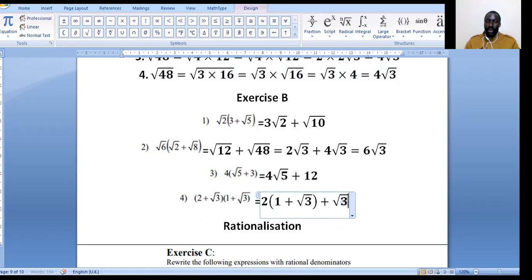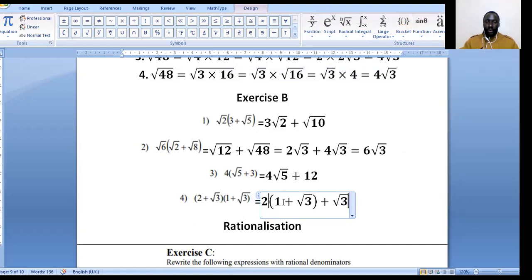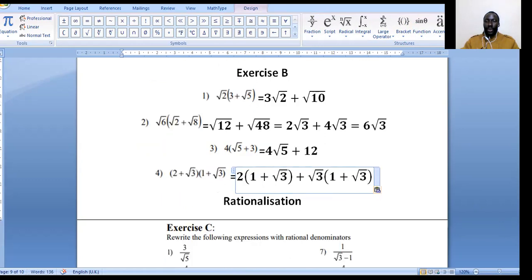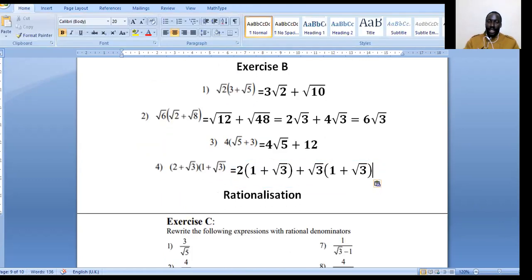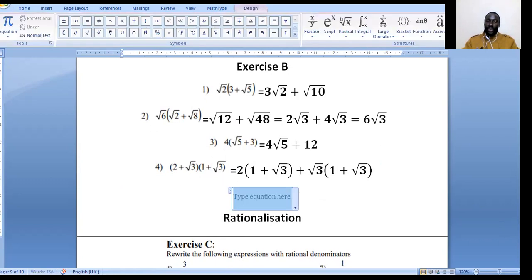Okay, this square root 3 is supposed to be used to multiply all these other ones here. Right away. Yeah, there we go. So what we did here isn't much. Basically, multiplying 2 by everything in the second bracket, then later multiplying square root 3 by everything in the second bracket. When we do that, then we're on the right track.